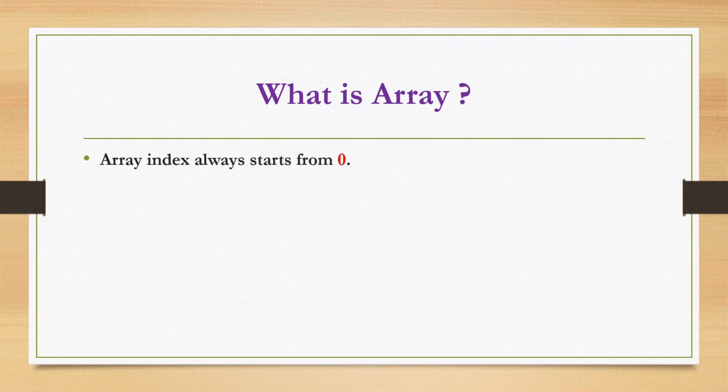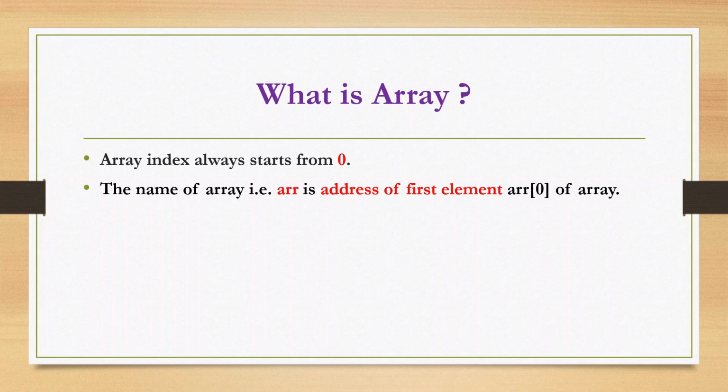The array index always starts from 0. The name of the array, that is ARR, is the address of the first element, that is ARR of 0. That means if I print the value of the address of ARR and the address of ARR of 0, it will be the same. This we will see in the live coding.